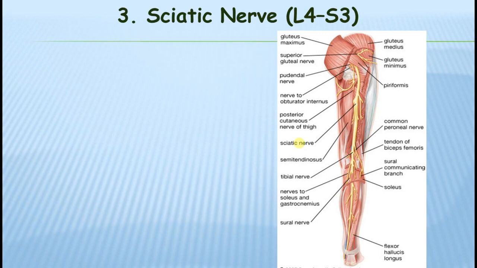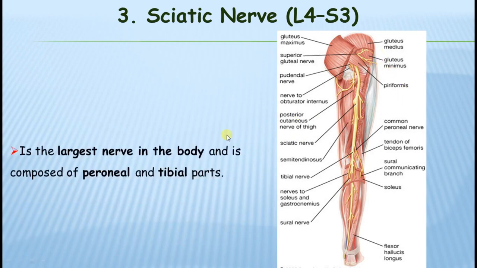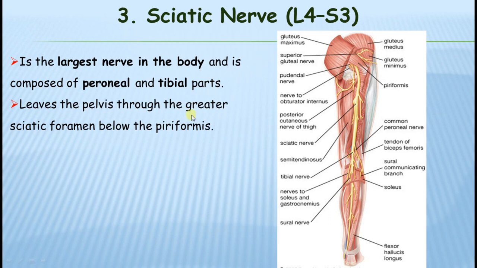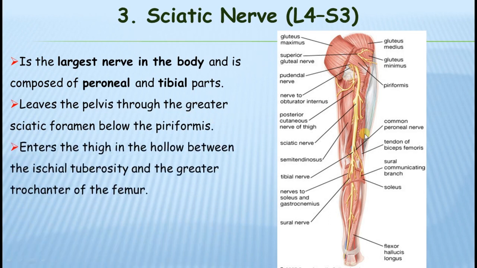The next nerve is the sciatic nerve, which is one of the largest terminal branches and is also the thickest nerve in the body. L4, L5, S1, S2 and S3. It has 2 components, a peroneal component and a tibial component. It leaves the pelvis through the greater sciatic foramen and emerges below the piriformis, enters the thigh between the greater trochanter of femur and the ischial tuberosity. At the upper angle of the popliteal fossa, it divides into the tibial and common peroneal.